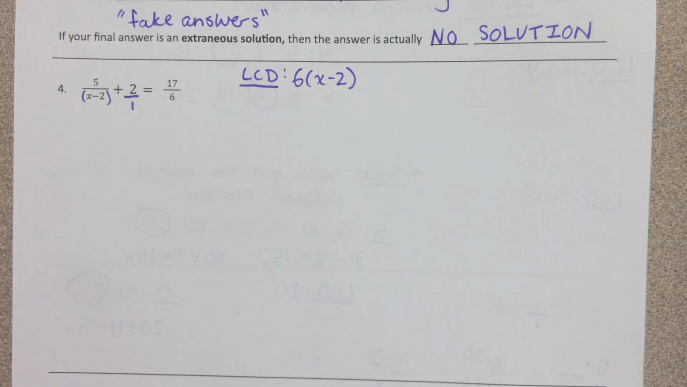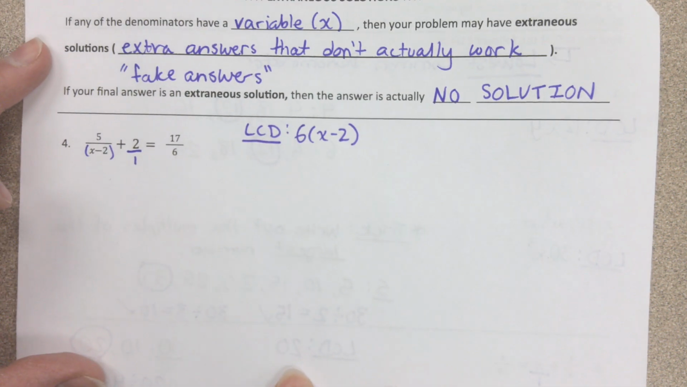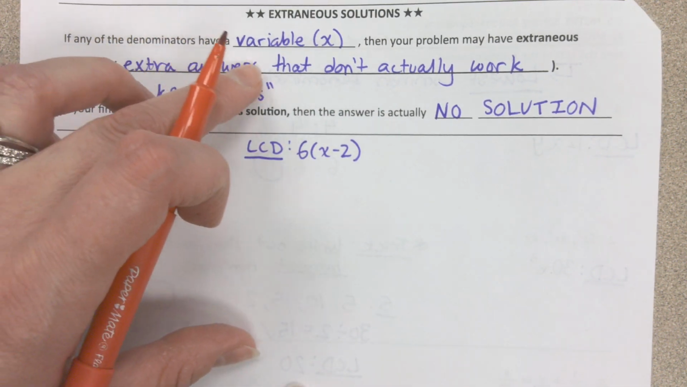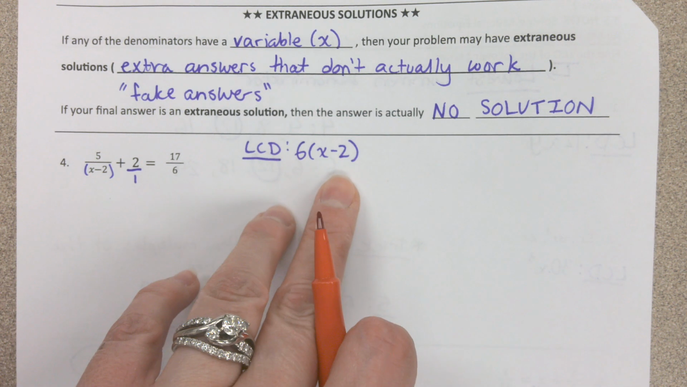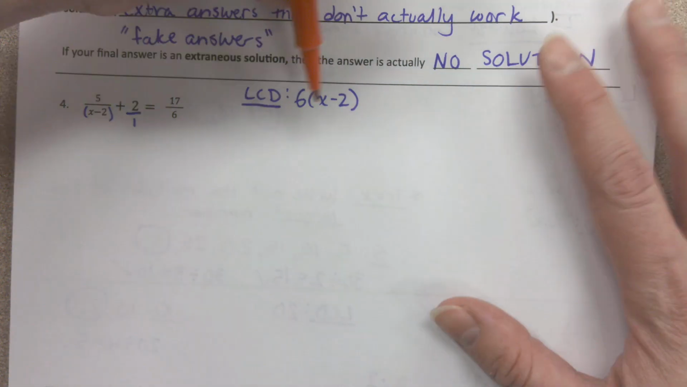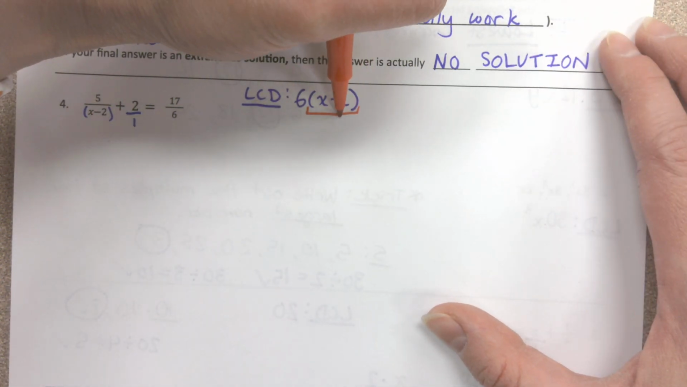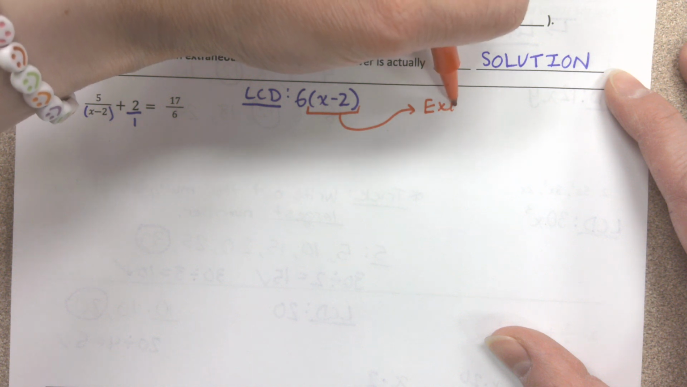Now we're going to take a moment and switch gears here. This is how we're going to be able to figure out what extraneous solutions are. Reminder of the directions above. If any of the denominators have a variable, for instance an x, we do. This denominator has an x minus 2. So this right here can give us an extraneous fake solution. So let's just take a look at this guy right here for a moment. This is an extraneous solution.